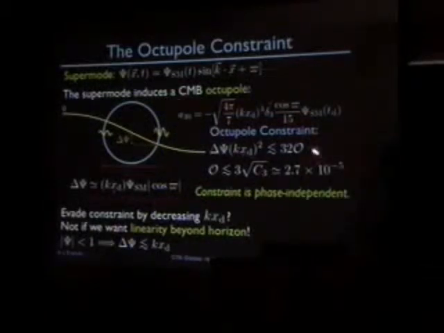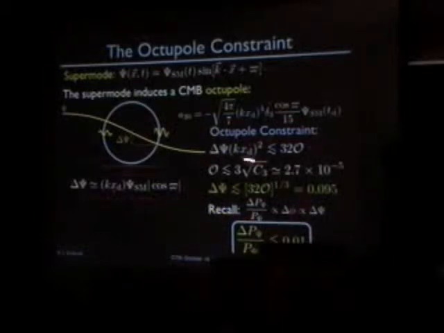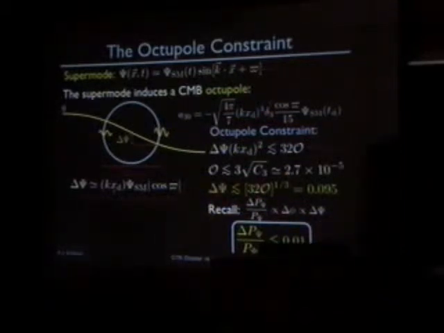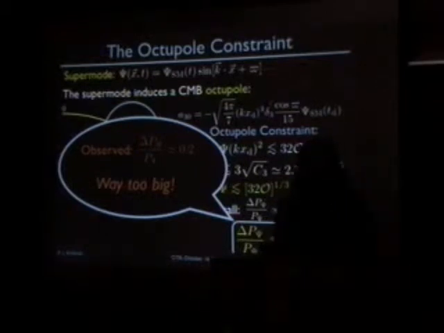And when you combine these 2 bounds, you end up with a very strict and impossible to escape bound on delta psi that's very, very small. And remember that our power asymmetry that we were going to create is directly proportional to delta phi. The inflaton is directly proportional to delta psi, and that means that this bound translates directly onto the power asymmetry, and it's less than 1%. And remember, the observed asymmetry was 20%. So that's way too big to be explained by this mechanism.